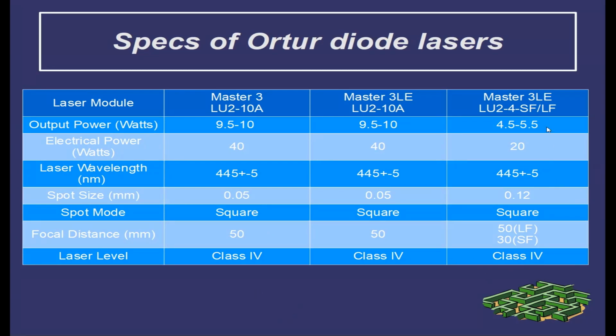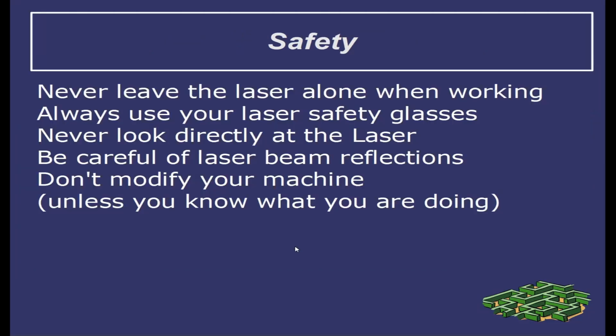You can see over on the right that the LE3 has got a 2 watt laser, and it only outputs 4.5 to 5.5 watts, which gives an electrical output of 20 watts. The spot size is slightly bigger, and they have 2 different models, where you can shift the laser on them, the SF and the LF. The LF gives you a focal length of 50 and the SF 30. Now, are there any questions before we go on to safety? I can't see any in the chat.